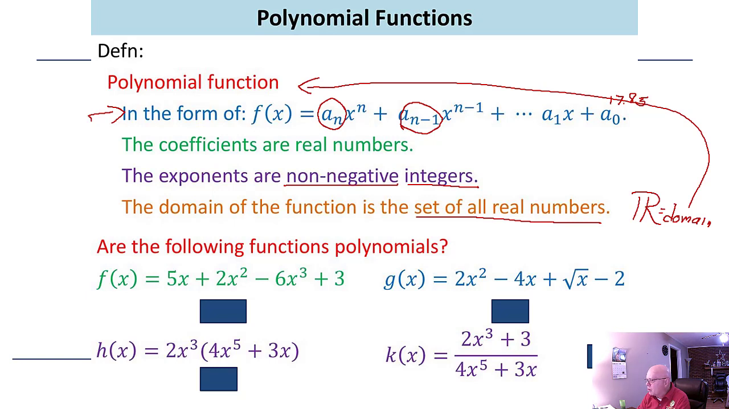Are the following functions polynomials? Now look at the first one. Is it a polynomial? Does it look like this with certain numbers thrown here, here, here, and here, and so on? Now look at it. If you want to, you can put these in order. It's not important that you do. If we look at the coefficients, they're real numbers. Check. Are the exponents integers? Check. So this is a polynomial.